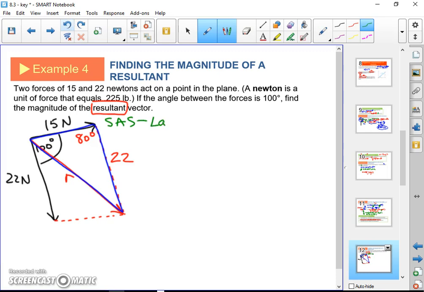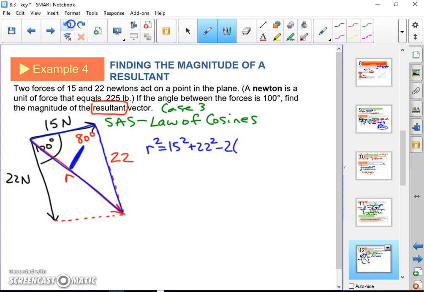That points us to law of cosines. It's case 3, law of cosines. And so knowing SAS tells me which formula to use. So with either of the two formulas, law of cosines or law of sines, it's important to establish this partnership. I know that R and that 80 are linked together by the formula. And so the formula is going to look like this. R squared equals 15 squared plus 22 squared minus 2 times 15 times 22 cosine 80 degrees.